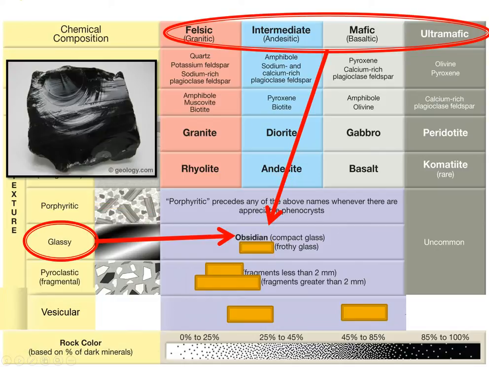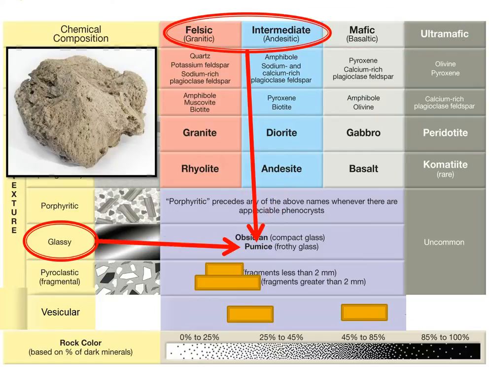If it's glassy, and it's a big compact glassy, we call it obsidian. And you've probably heard that term. Frothy glass. So if it already has bubbles in it, but it's still kind of glassy, we call this pumice. Interestingly enough, these guys are always felsic, even though they're dark in color.